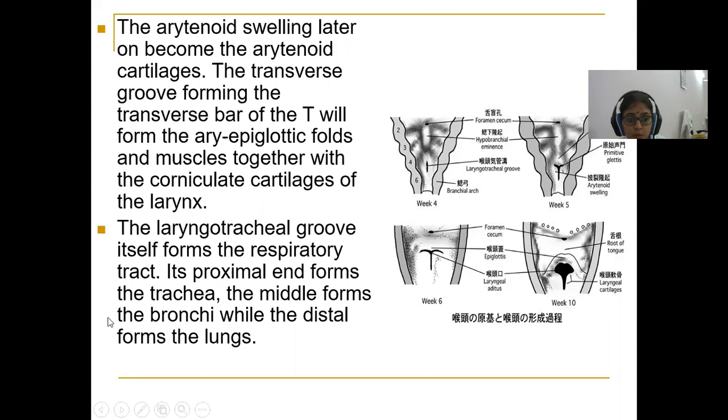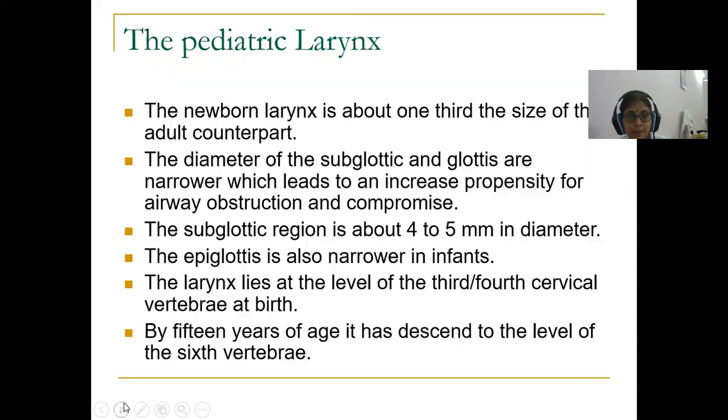The laryngotracheal groove itself forms the respiratory tract. Its proximal end forms the trachea. The middle forms the bronchi, while the distal forms the lungs. So that's about the development.